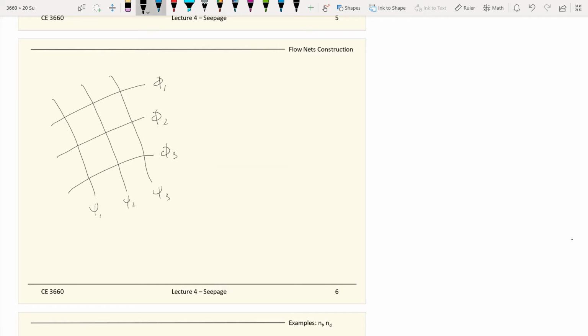And between each tube, you have your amount of flow going through it. So this is your flow lines.